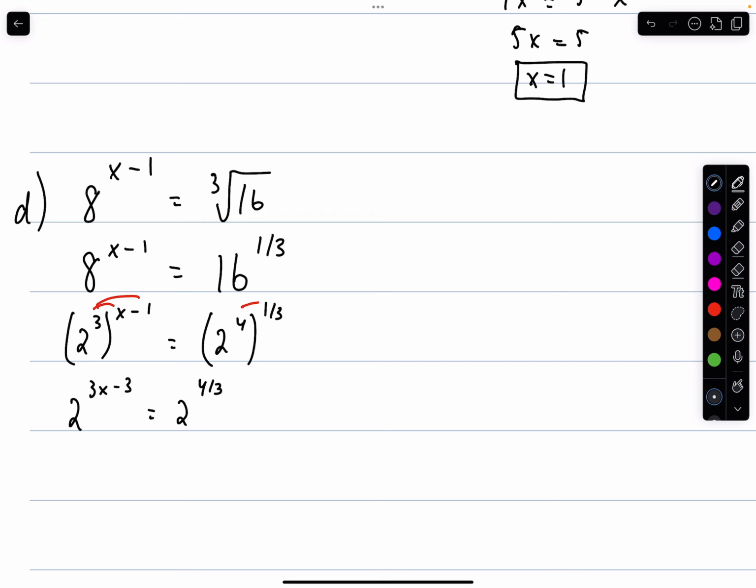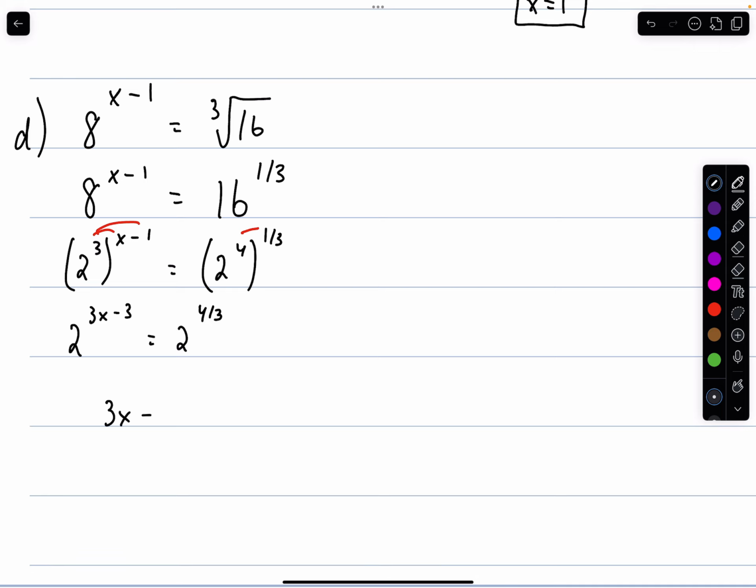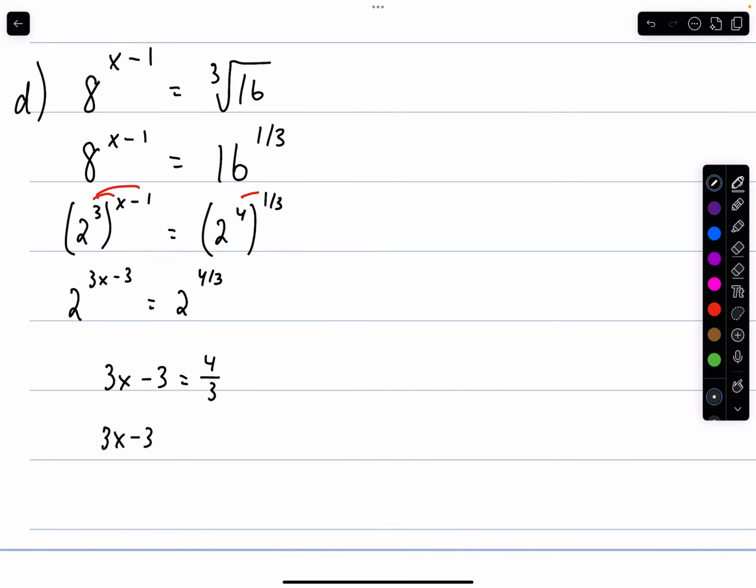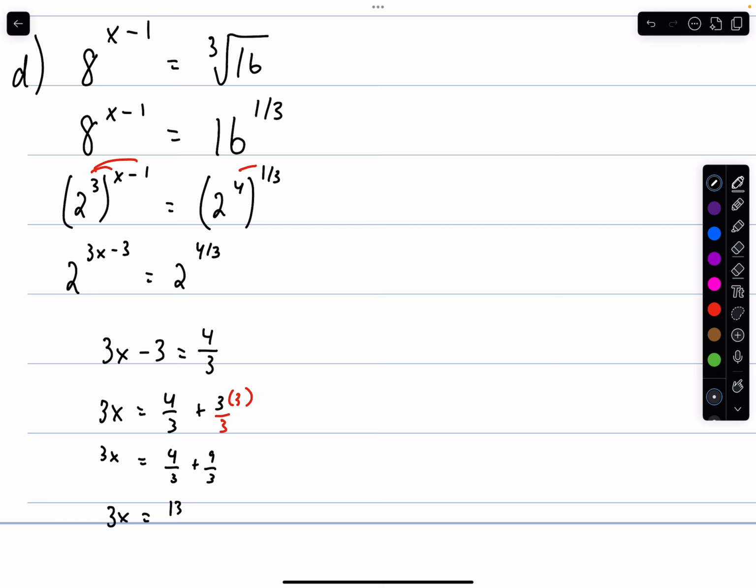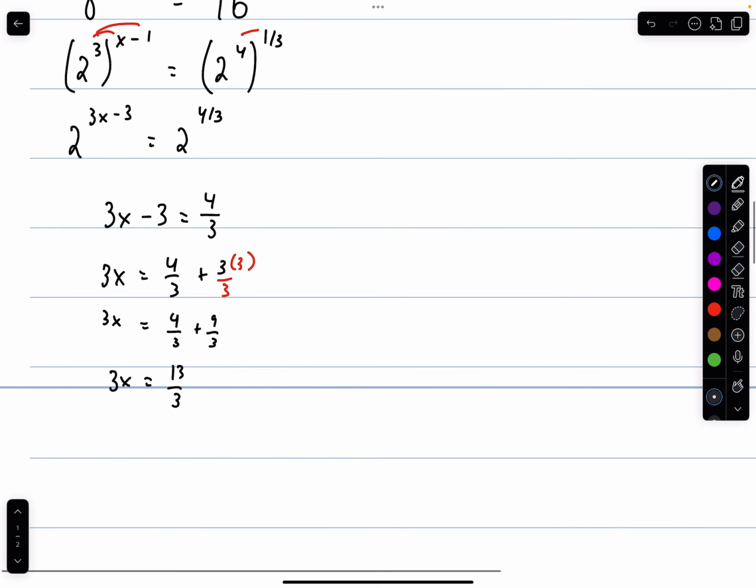Now I can solve by just taking the exponents 4, and doing it like this. So 3x equals 4 over 3 plus 3. And then because I'm adding a fraction, I have to get a common denominator. So what I'm left with is 4 over 3 plus 9 over 3 is equal to 3x. 3x is equal to 13 over 3. And then from here, 3 will come to the denominator. So it'll be 13 over 9.